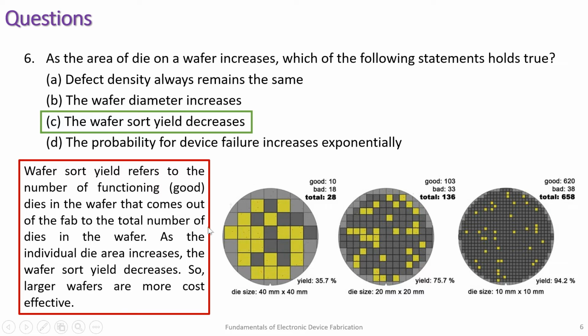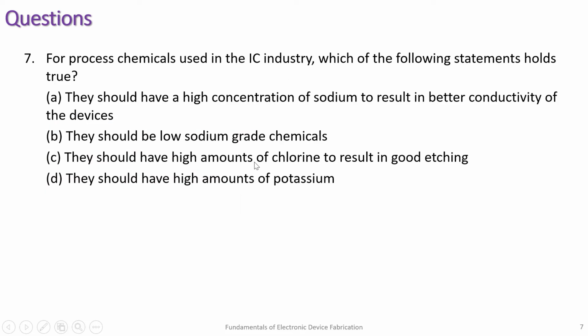So you just look at these figures and you will be able to understand. Here the dies are very small. Here the dies are intermediate size. Here the dies are very large. So when there are large dies, the yield will actually decrease because for the given number of defects, the total number of good dies will be less, right? So the wafer sort yield will decrease. So in order to understand questions like these, please memorize the definitions of wafer sort yield, fabrication yield, etc. So that's the case. So now we'll move on to our next question.